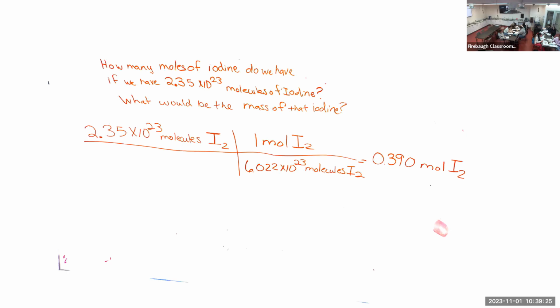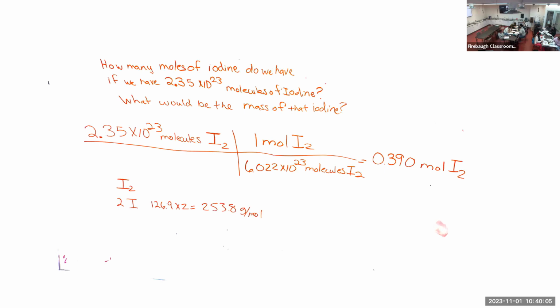From the chemical formula. Okay, so the chemical formula for iodine is I2. So that's how many I's are in I2. And it weighs how much? 126.8 times 2. 253.8 grams per mole.